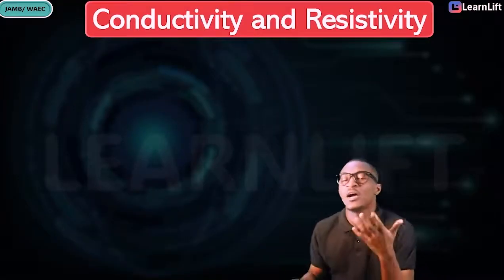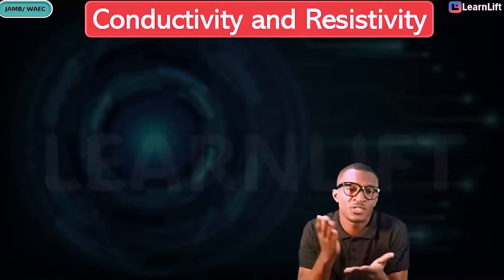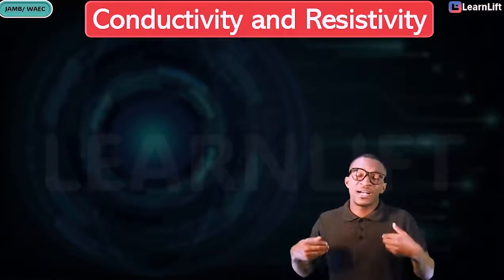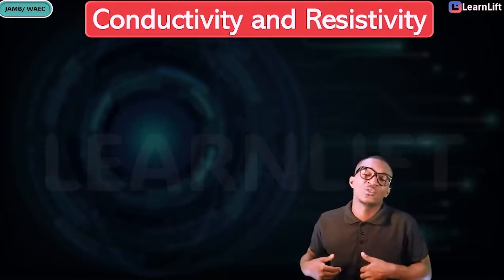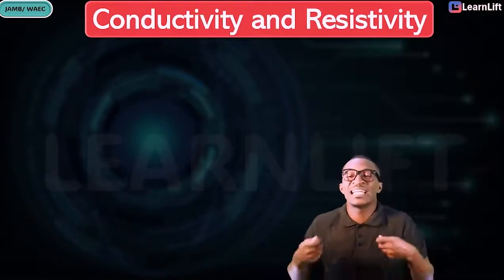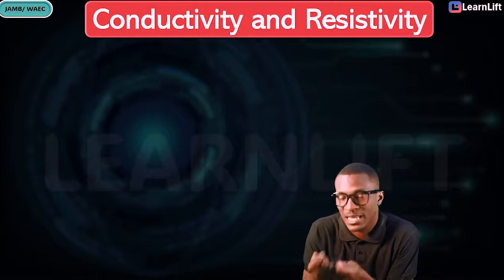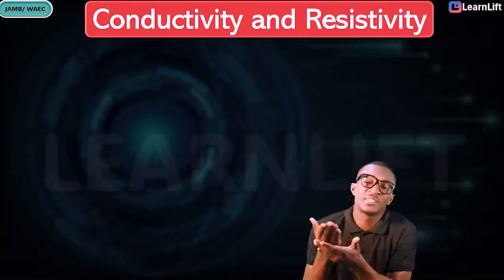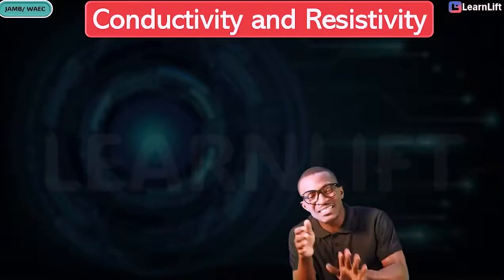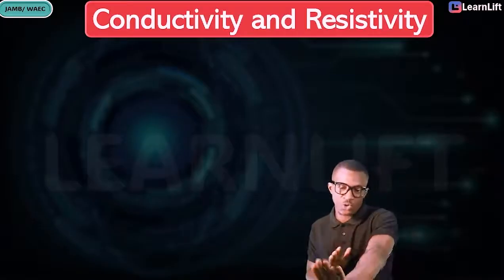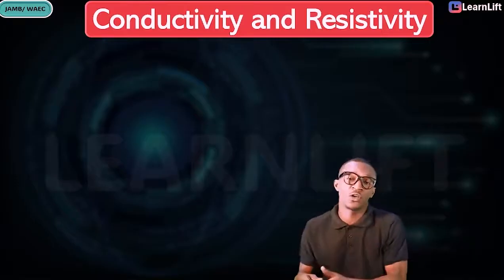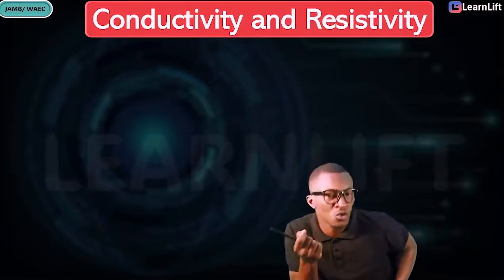Now, let me explain that. What is conductivity? What is resistivity? Conductivity is the ability of a material to allow electricity to pass through it. That material is called a conductor. Materials that allow electricity to pass through them are called conductors. While resistivity is the ability to resist the flow of electric current. I resist, you don't flow through me. Are you seeing that? So if you conduct electricity or allow electric current to pass through you, you are said to exhibit what we call conductivity.